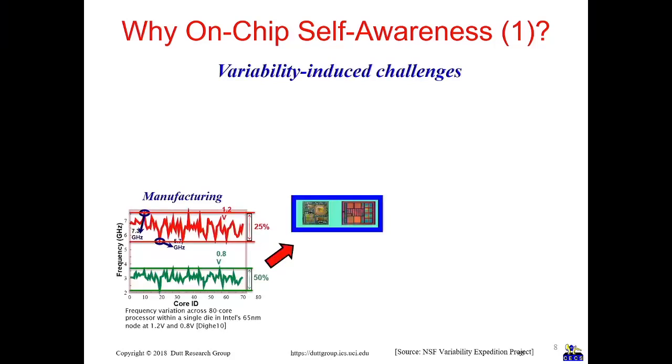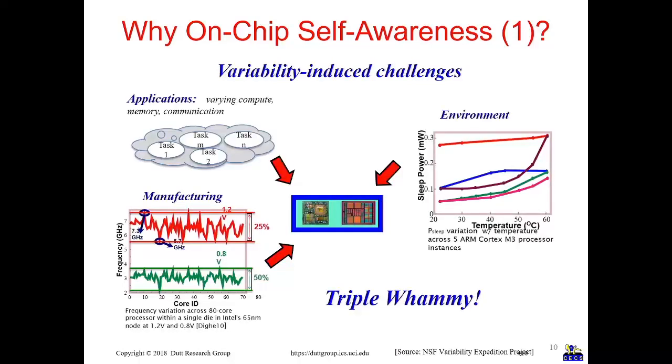So why on-chip self-awareness? I'll walk through this very quickly, but there are three dimensions of variation that today's chips are faced with. The first, of course, is manufacturing variability that we're all very familiar with. The second is environmental variability, which is the idea that these chips may be faced with variations in temperature and radiation and things that happen in the environment. And the third dimension for many of these chips is application variability.